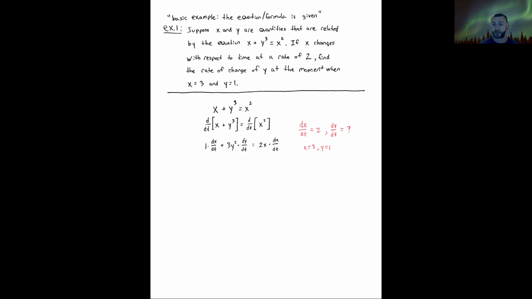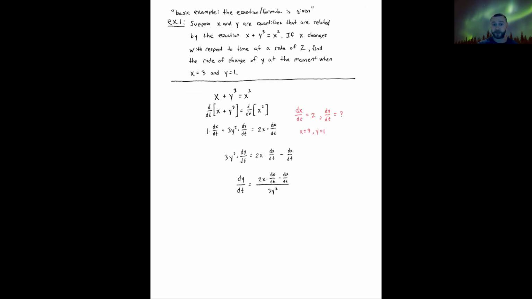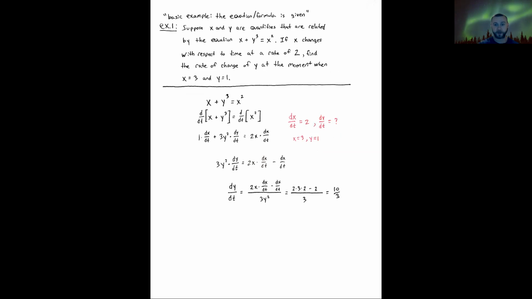So at this point, we can basically plug everything in. We're going to plug in everything for dx over dt as 2, plugging in x as 3 and y as 1, and we can solve for the value of dy over dt. All right, if we do that algebraically first, we can subtract some terms over. And then in the last step there, to solve for dy over dt, we'll divide by 3y squared. So if you plug everything in, you should find that dy over dt at the moment when x is 3 and y is 1 comes out to have the value 10/3.